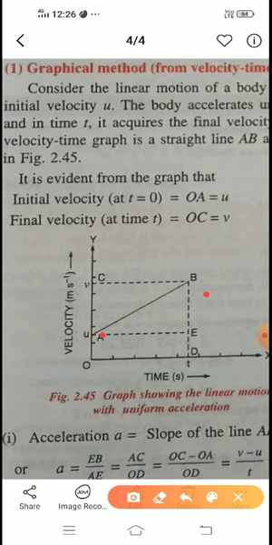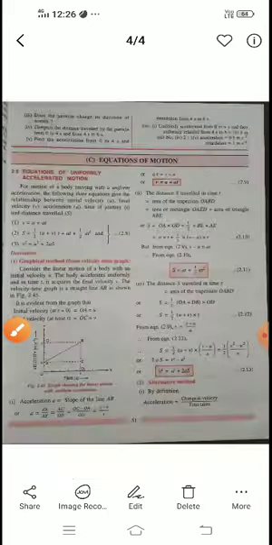For A, my x point will be 0. Let me mark it as 0. And at A, what is your y value? It is U. For B it is D comma V. D is nothing but your T, the time taken, that is the total time taken. I'll explain it here.